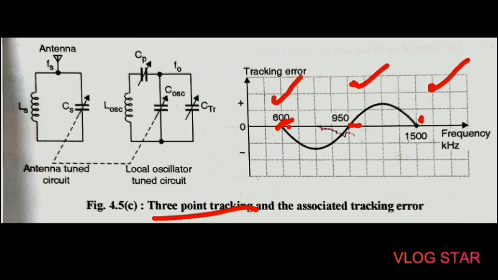Okay, so here we can see this is antenna tuned circuit and this is local oscillator tuned circuit. Here the CP is nothing but padder capacitor and CTR is the trimmer capacitor. So here in a 3 point tracking we will see that the CP is in series with that COSC and CTR is in parallel with that COSC, that is C oscillator capacitor. Okay.